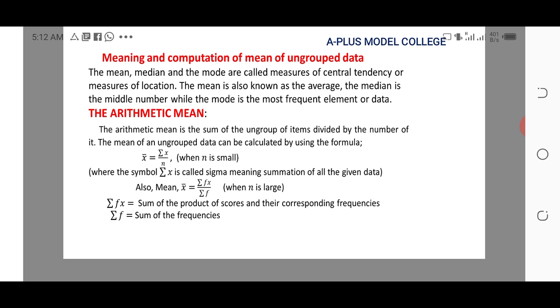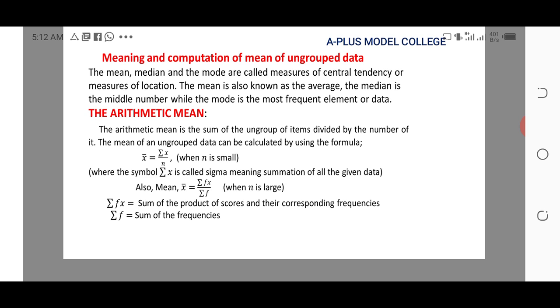Arithmetic mean is the sum of all ungrouped data divided by the number of the group. I told you that when you sum any set of data and you divide it by the number of the data, what you have found is the average or the mean.